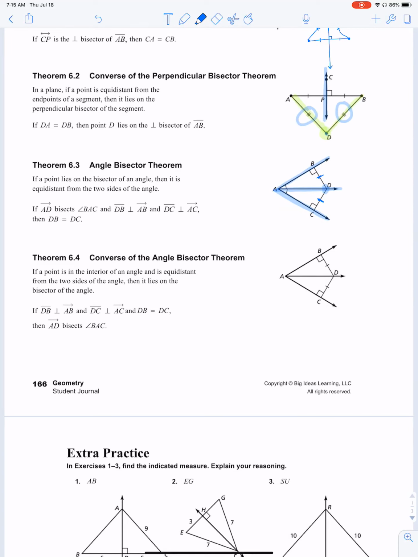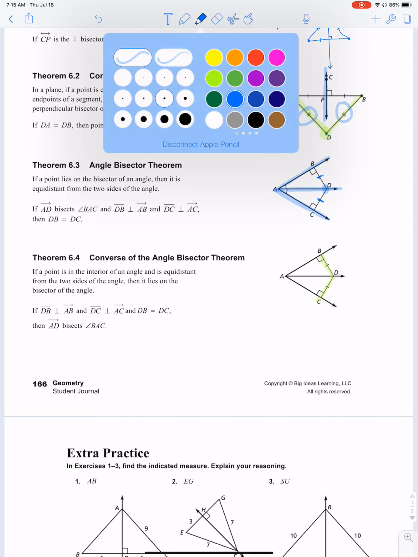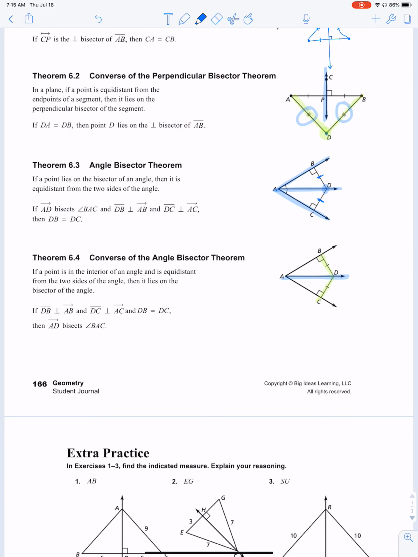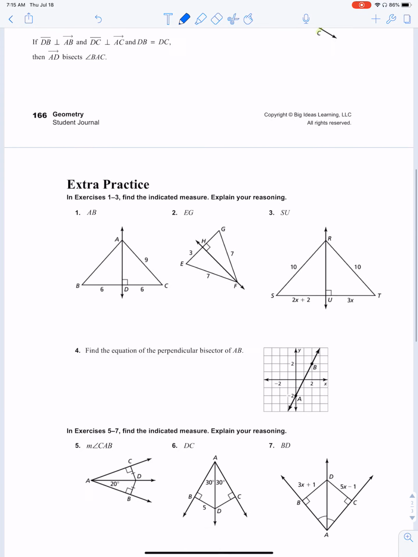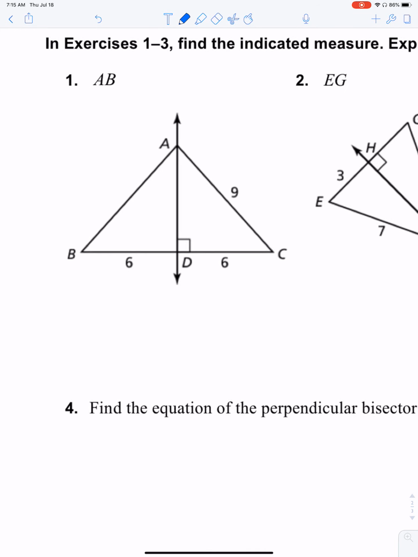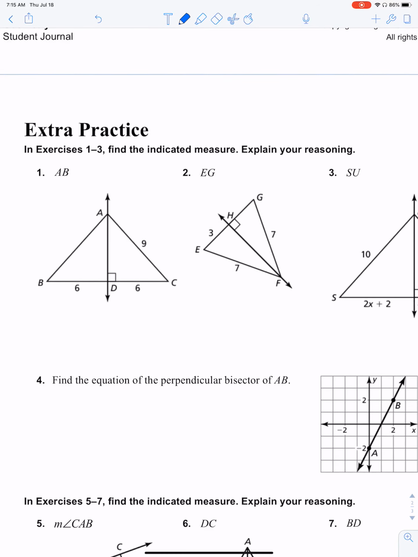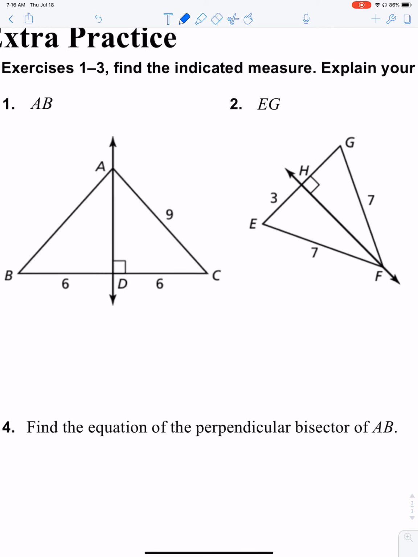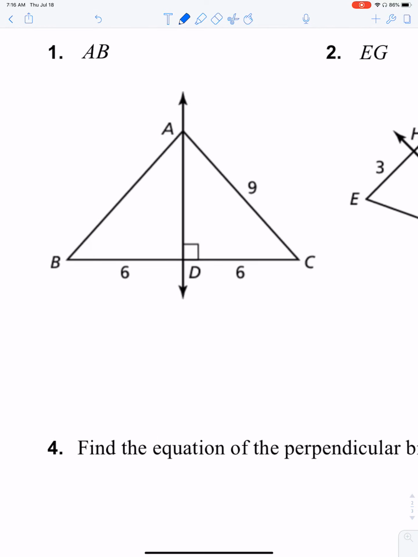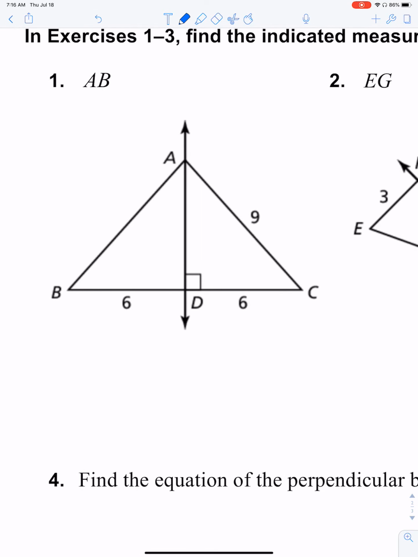Okay, so in this case with the converse, I know that GB is congruent to DC, therefore AD must be the perpendicular bisector. It's a lot easier to put these words into actions. So it says find the indicated measure and explain your reasoning. They want us to find the measure of AB.